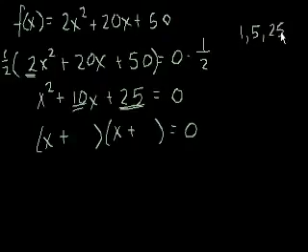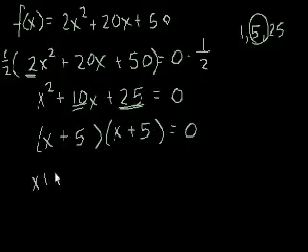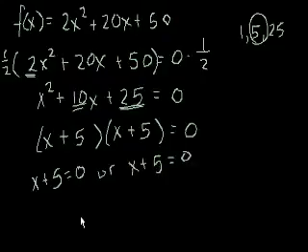Well, 1 times 25 is 25, but 1 plus 25 is 26, not 10. 5 times 5 is 25, and 5 plus 5 is 10. So 5 actually works. So it turns out that both of these numbers are 5. And so you get x plus 5 equals 0, or x plus 5 equals 0. So you just have to really write it once. So you get x equals negative 5.